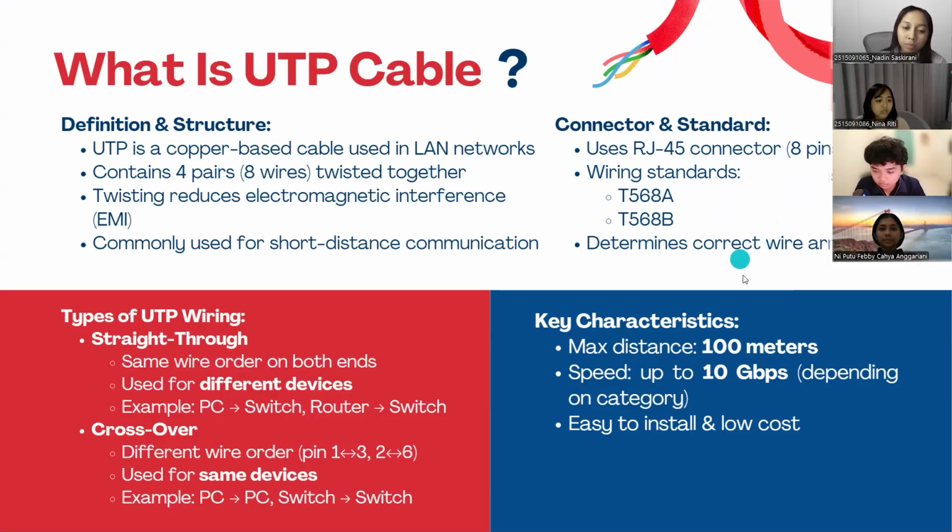The next type is crossover. The wire order is different, like pin 1 is connected to pin 3 and pin 2 is connected to pin 6. It's used for the same devices like PC to PC and switch to switch. The key characteristics of UTP cable are a max distance of 100 meters and speed up to 10 gigabits. It depends on category, and it is easy to install and also low cost.